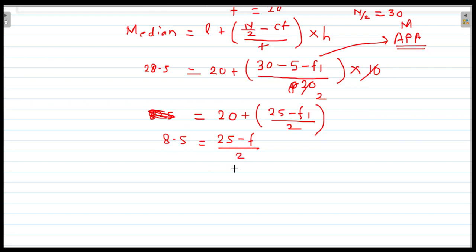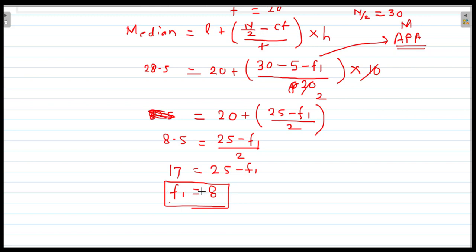Now 8.5 multiplied by 2, we will cross multiply. So 8.5 multiplied by 2, that will be twice of this: 8 and 8 is 16, and 1 is 17, which is equal to 25 minus F1. Now take F1 to this side, so you will get F1 is equal to 25 minus 17, and that will be 8. So F1 you have got, so highlight this answer. F1 is equal to 8.